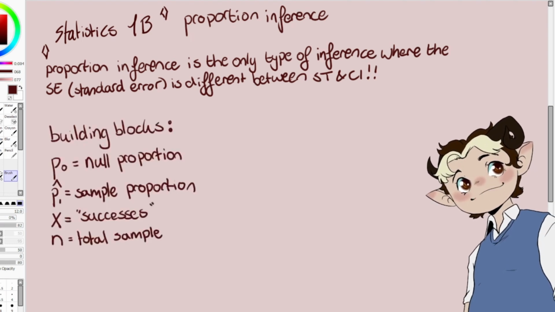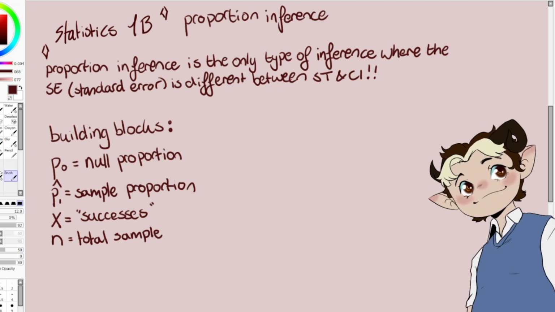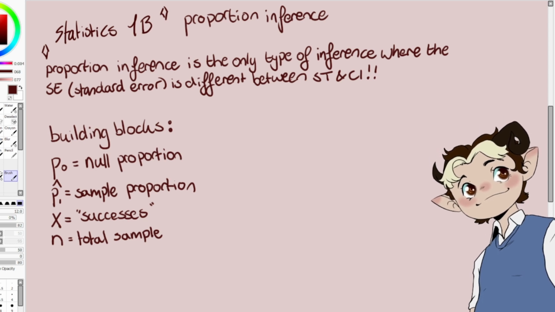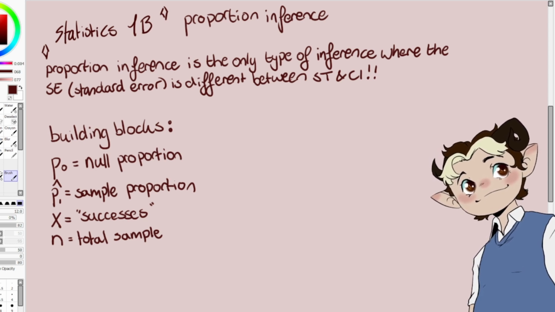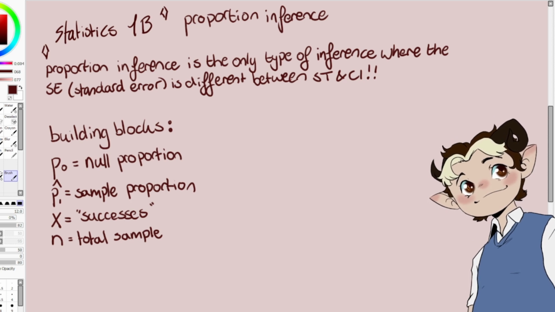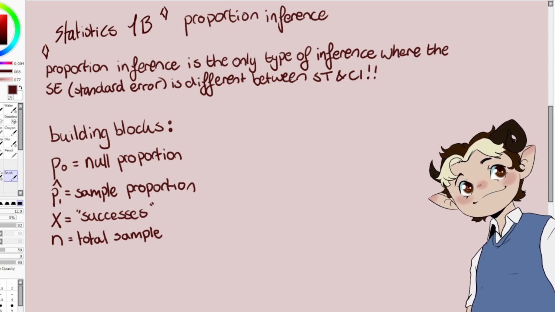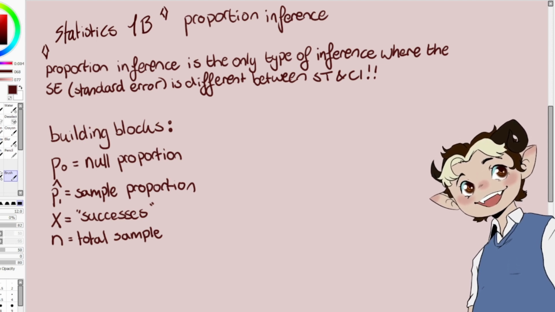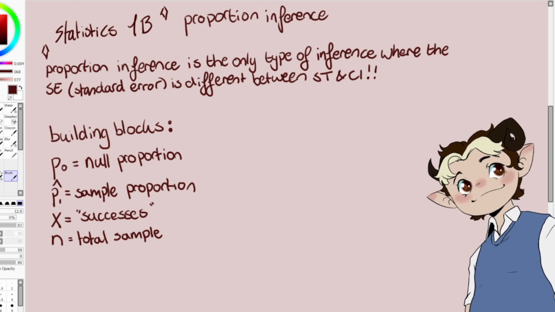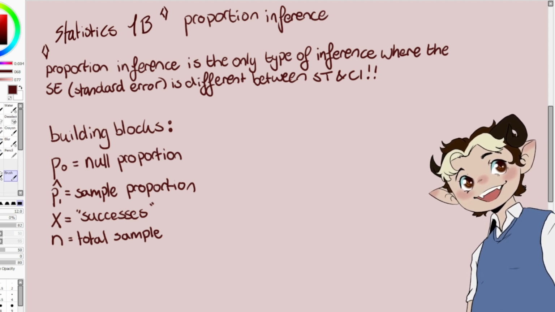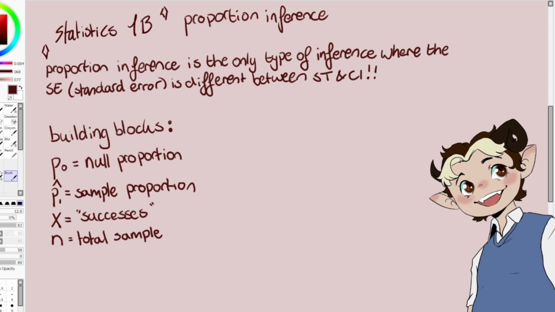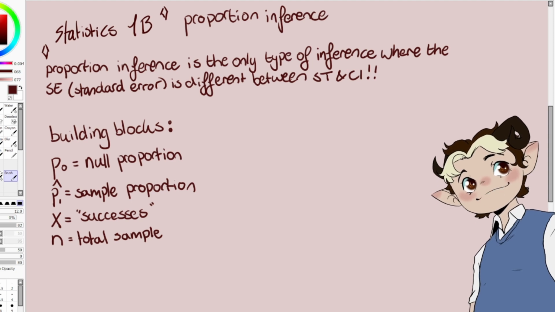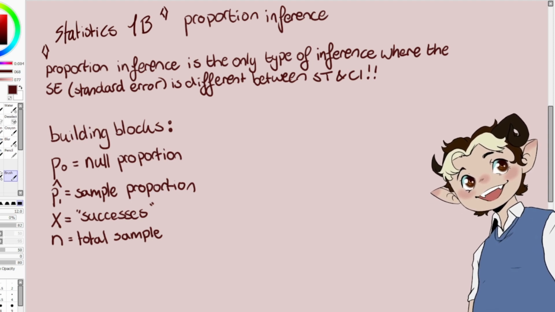So these are the building blocks that we're going to be using in our proportions. We've got our null proportion. This is only going to be important for the one sample proportion significance test. We don't use it for the confidence interval, and we're going to do some shenanigans for the two sample. The null is, for example, that generally in a group we expect 50% to be correct, depending on the group. We're going to go over it slowly.